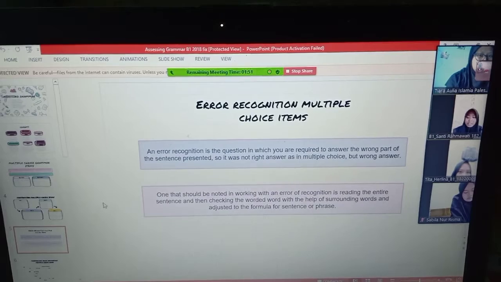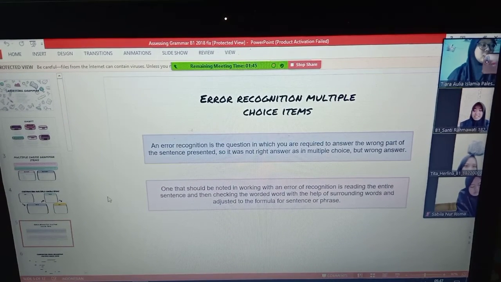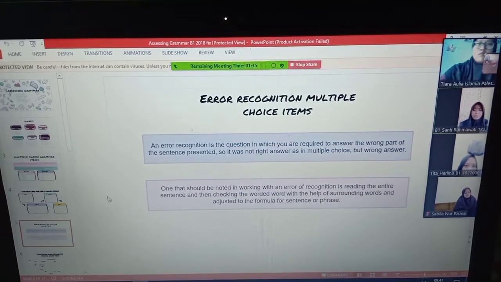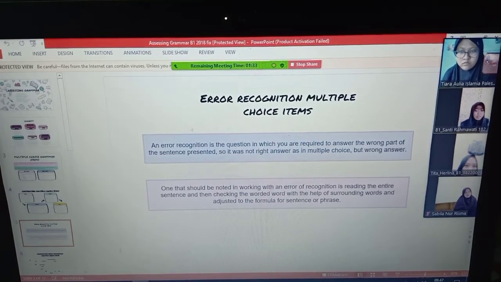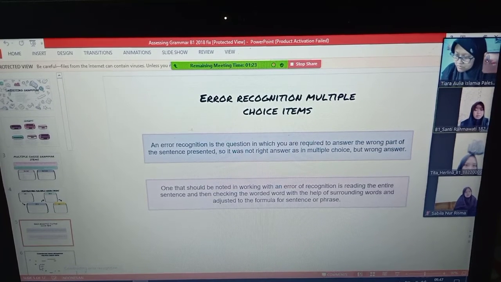In working with error recognition, read the entire sentence and then check the underlined word with the help of surrounding words and adjust to the formula for the sentence or phrase. Dalam mengerjakan error recognition ini, kita harus membaca keseluruhan kalimat, kemudian memeriksa kata yang bergaris bawah dengan bantuan kata yang ada di sekitarnya, serta disesuaikan dengan rumus pembentukan kalimat. Next.